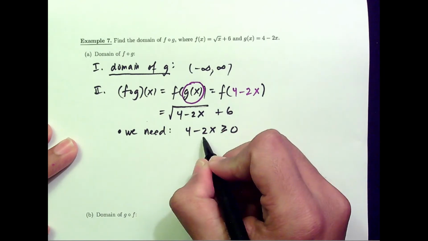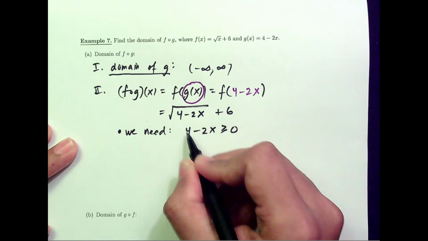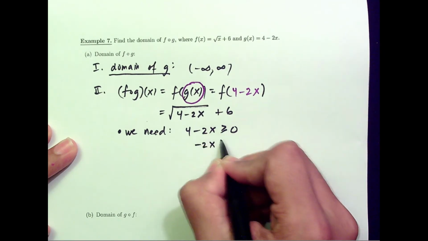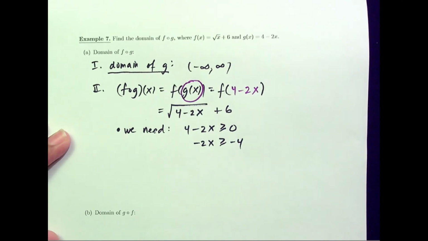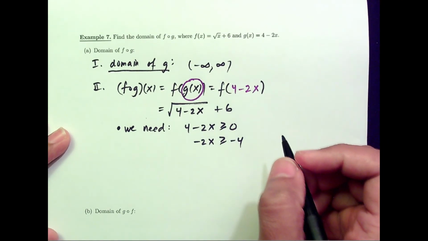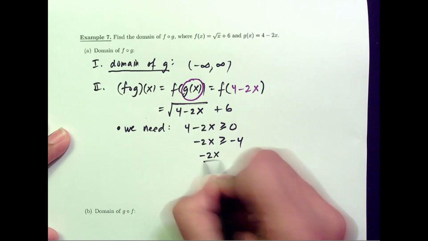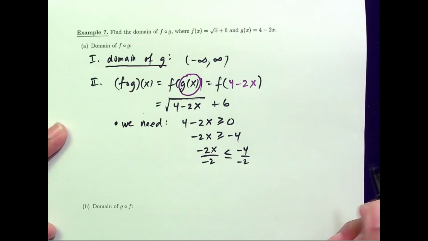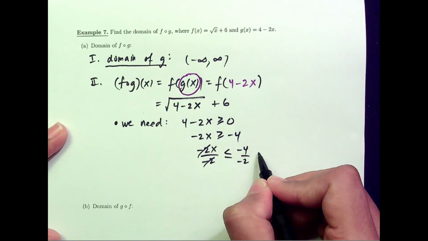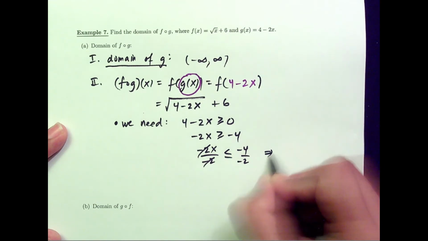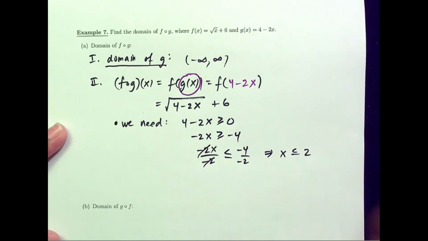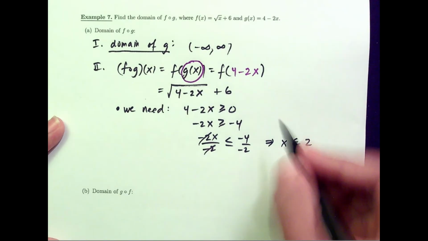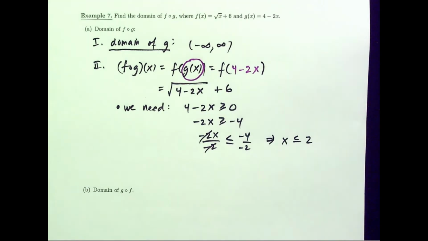So let's solve it. Moving the 4 to the other side, it's going to be bigger than or equal to negative 4. And then you divide by negative 2. Remember that when you divide by negative 2, this flips. Do not forget that. So we're going to get that x is less than or equal to 2. Negative 4 divided by negative 2 is positive 2. Okay, so now we're done, I mean, for the first two steps.